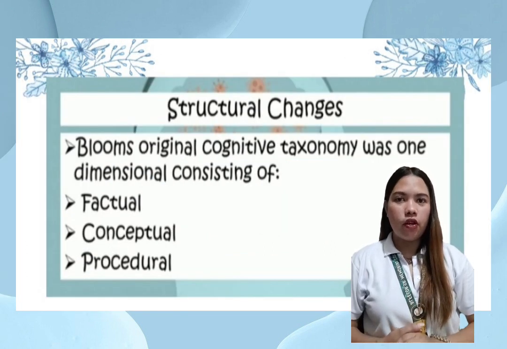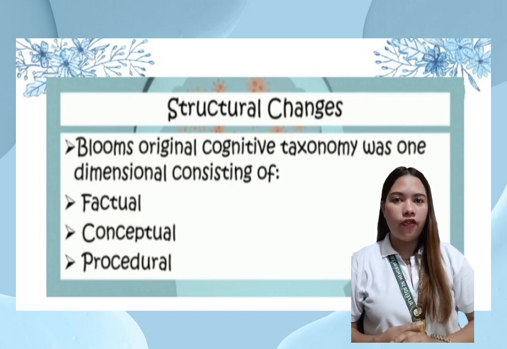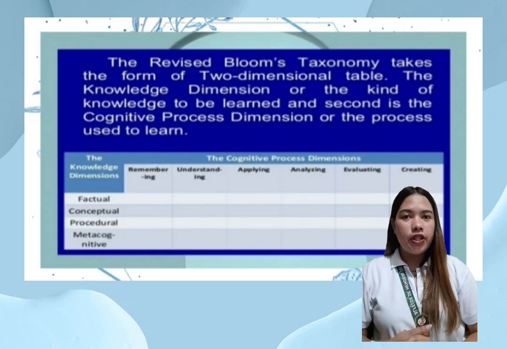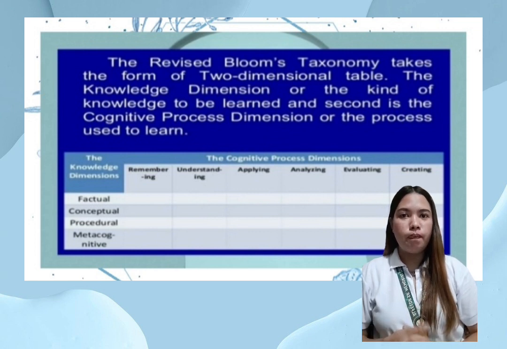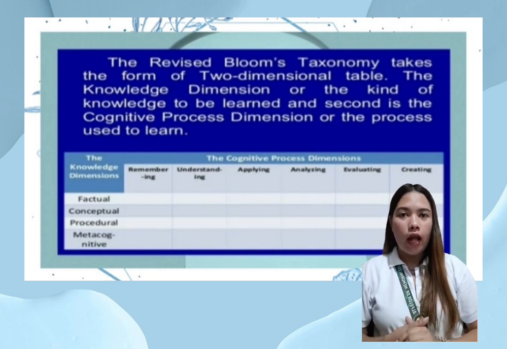Structural changes. Bloom's original cognitive taxonomy was one-dimensional, consisting of factual, conceptual, and procedural. So, in the original Bloom's Taxonomy, the structure had only factual, conceptual, and procedural. When it was revised in 2001, the structure became factual, conceptual, procedural, and metacognitive.